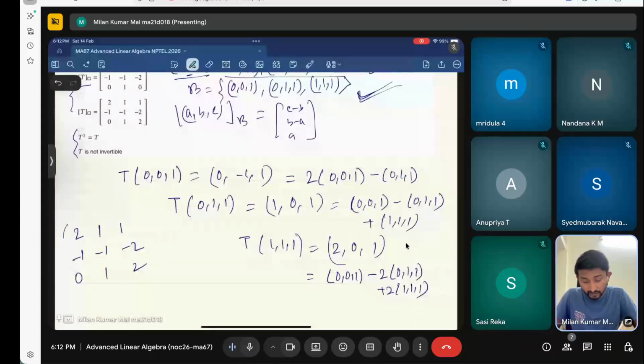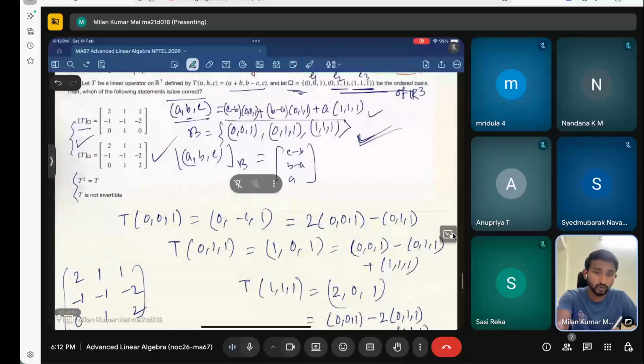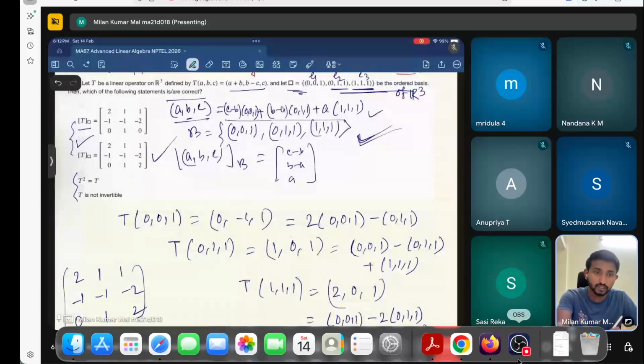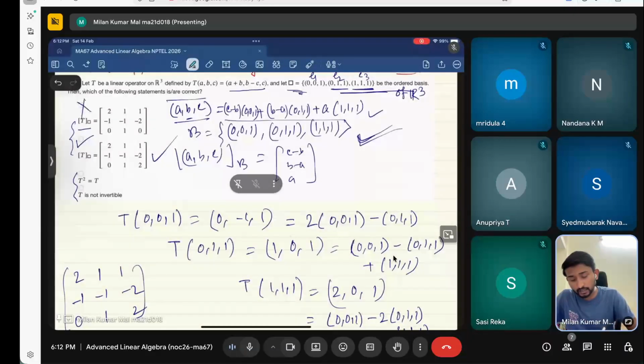So let me check which matrix it is matching. This is exactly matching the second option. So that's why option B is correct. So if option B is correct, option A can't be correct, because matrix representation is unique with respect to a fixed order basis. If we change the order basis, matrix representation may change, but we are in a specific fixed order basis, so that's why matrix representation will not change. So that's why this option is incorrect, this is correct. Now let's check for the other two.